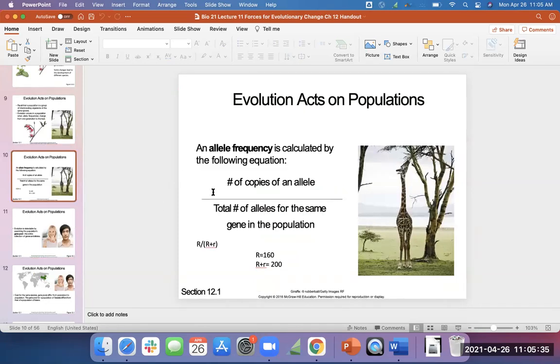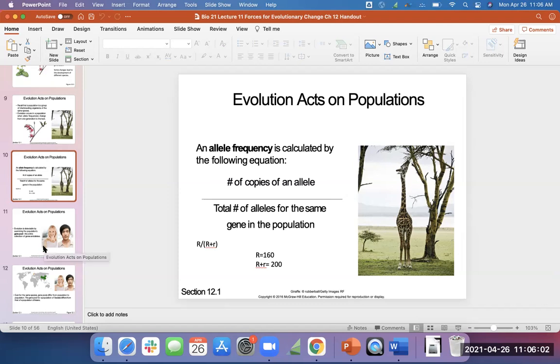And then if you want to calculate allele frequency, this is the formula: number of copies of an allele over the total number of alleles for the same gene in the population. We said if red is 160, and the total, maybe little r is for pink, is 200, you're going to do 160 over 200. So that's how you apply that. I'm probably not going to have you do any calculations, so just remember the formula.